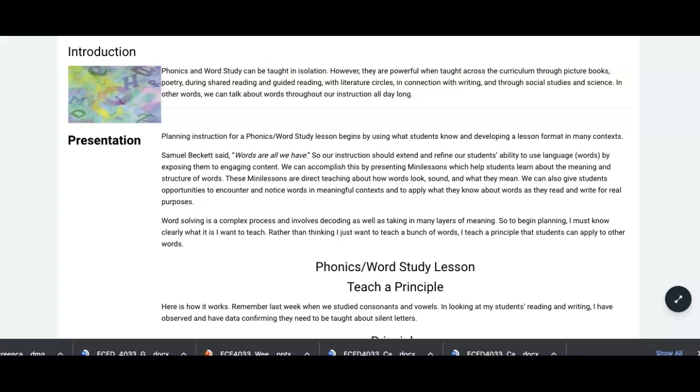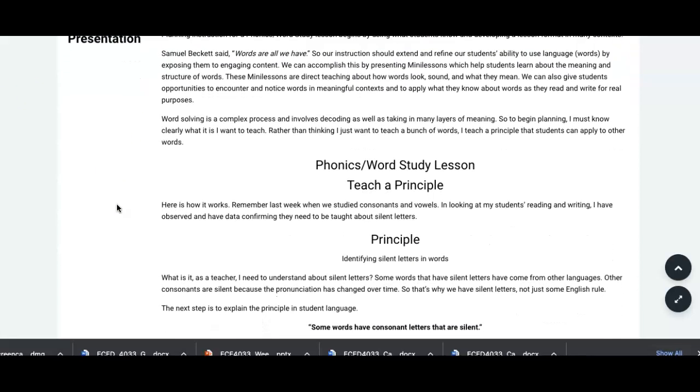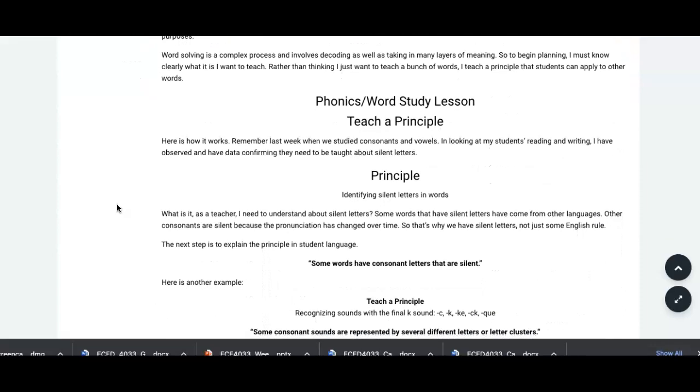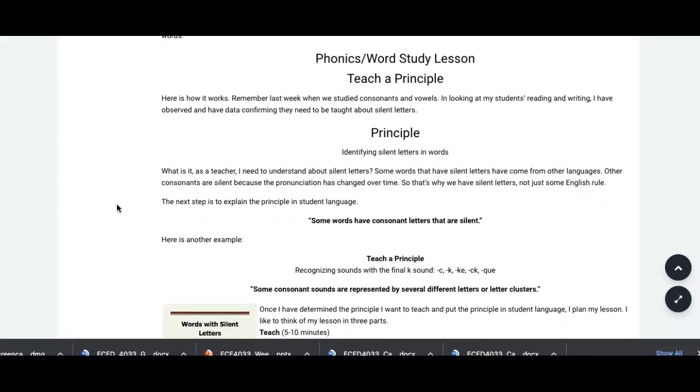Okay, here is an example from Moodle. Last week, we studied about consonants and vowels. In looking at my students' reading and writing, I have observed and have data confirming that they need to be taught about silent letters. So the principle for my lesson is going to be to identify silent letters in words.